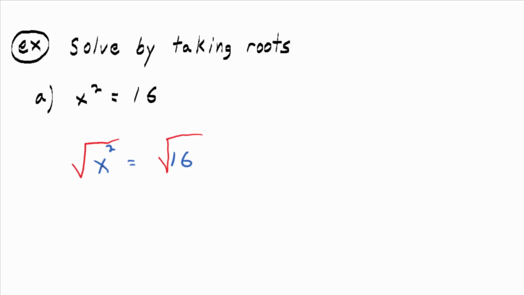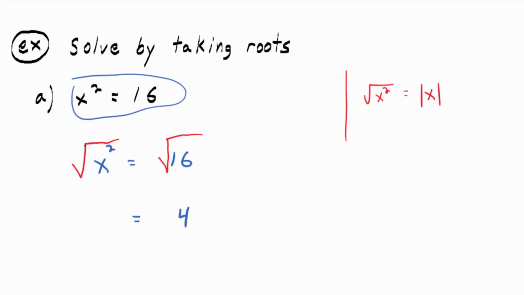Now, by the way, why are we taking the square root? Well, it turns out that the square root of x squared, if you don't know whether x is positive or negative, is actually equal to the absolute value of x. And we do that because x could be negative. So we want to find all the solutions, all of the roots. The square root of 16 is 4, as you know. But what's another possible value of x?